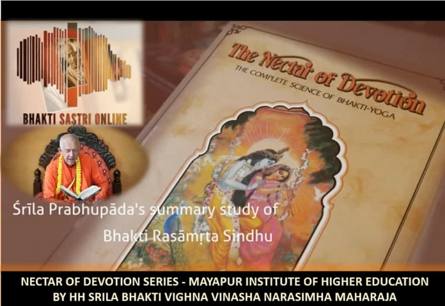Second offense: to consider the names of demigods, like Lord Shiva or Lord Brahma, to be equal to or independent of the holy name of Lord Vishnu. That's an offense. Number three: to disobey the instruction of the spiritual master.